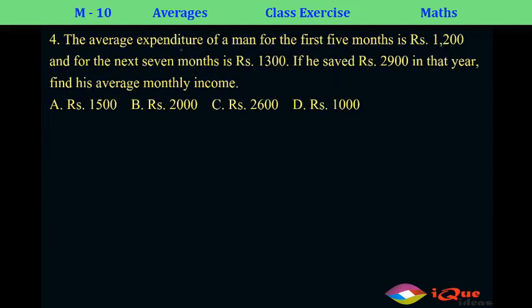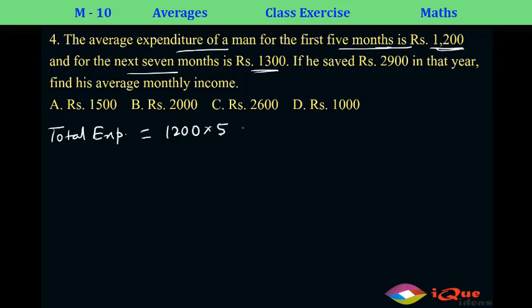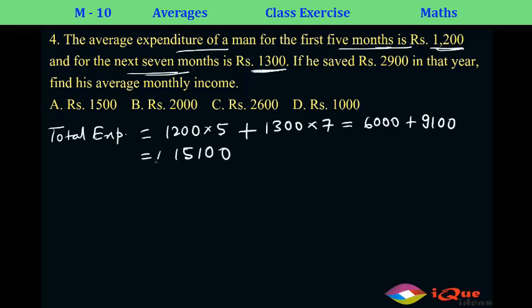Now this question says the average expenditure of a man for the first 5 months is 1200 and for the next 7 months is 1300. Right, so first let's find the total expenditure. For the first 5 months it is 1200, so the total for 5 months will be 1200 into 5, plus, for the next 7 months it is 1300 per month, so it is 1300 into 7. So total for 12 months, this is 12 into 5, that is 6000, plus 13 into 7 is 9100. So this becomes 15,100 rupees.